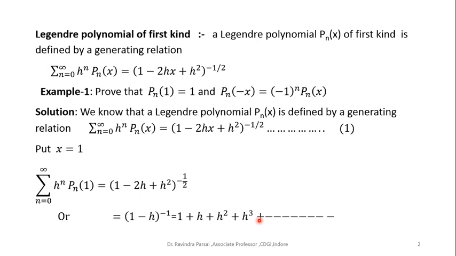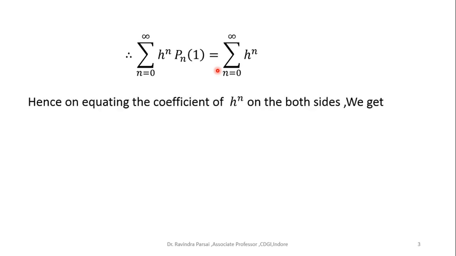Now you can write this series in summation notation also in the next step. The left side is as it is, sigma n equal to 0 to infinity h to the power n Pn of 1, while the right hand side you write as sigma n equal to 0 to infinity h to the power n. Now on equating the coefficient of h to the power n on both sides, we get Pn of 1 equal to 1. The left side coefficient of h to the power n is Pn of 1, while on the right hand side the coefficient of h to the power n is 1. So that's why you are getting the first result.